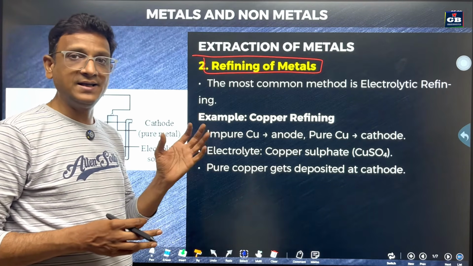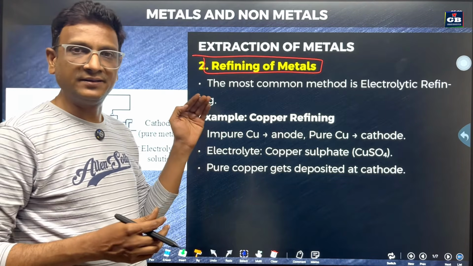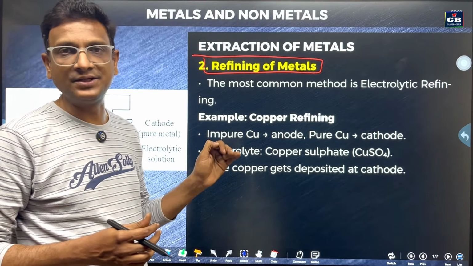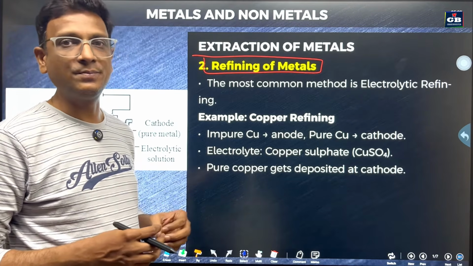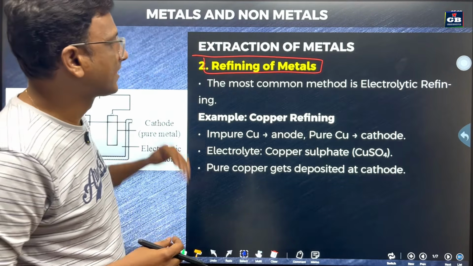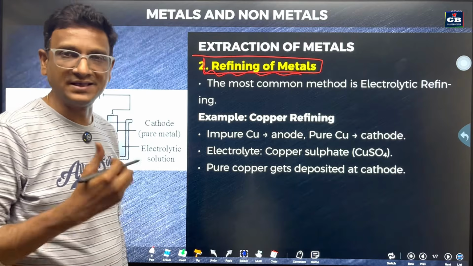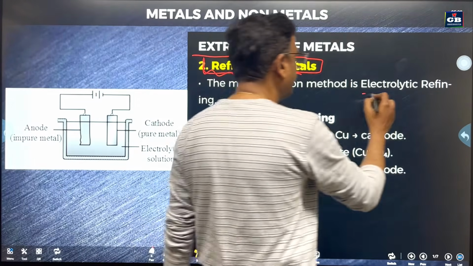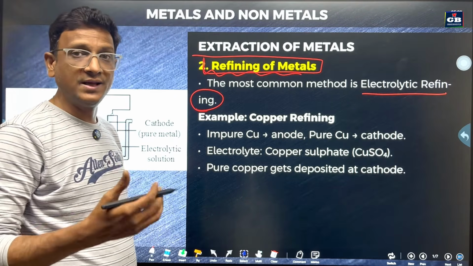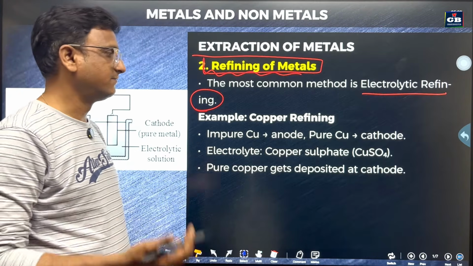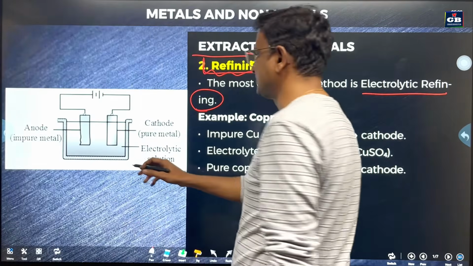The highly reactive metals need not be refined because they are obtained in the pure form. But the average reactive and less reactive metals are extracted, though they are not pure. Those metals are to be refined, meaning made pure. How do we make those metals pure? By electrolytic refinement. For example, copper. How do we make copper pure? By electrolytic refining, which is just an electrolysis setup.